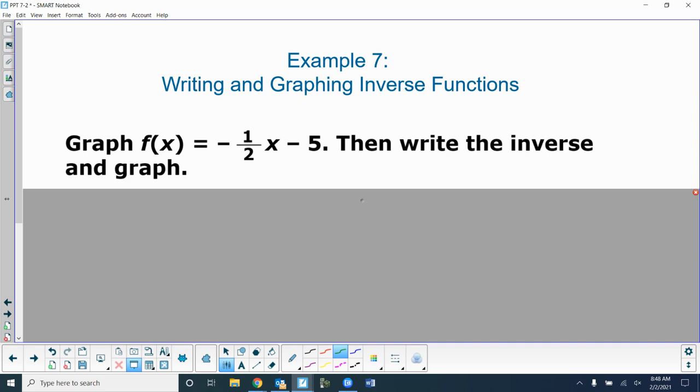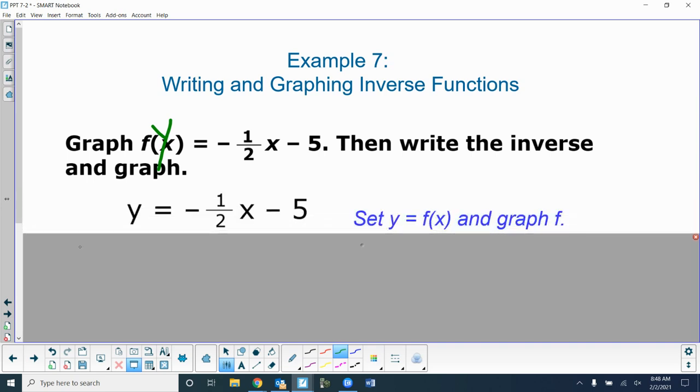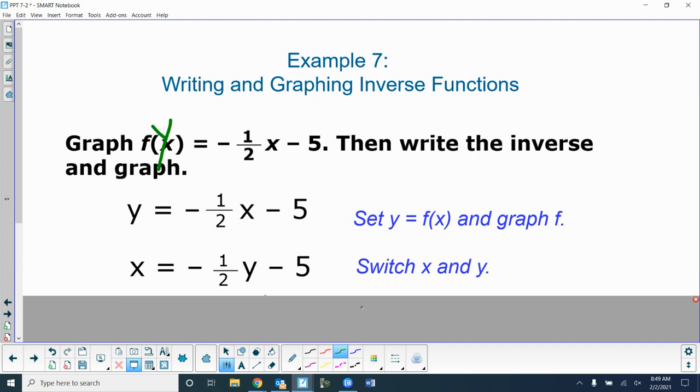So, remember, usually we don't like f of x. We like to put y here, don't we? That's what we like better, right? Okay. Again, graph part, don't sweat it. Now, to find its inverse, what are we going to do with these two letters? We're just going to switch them. So we're going to write x equals negative 1/2 y minus 5. And then we're going to solve for y.